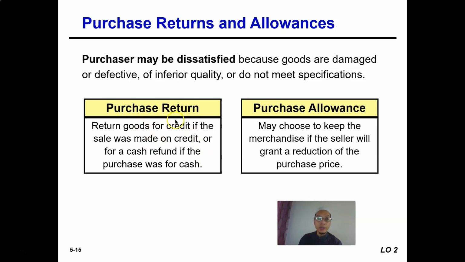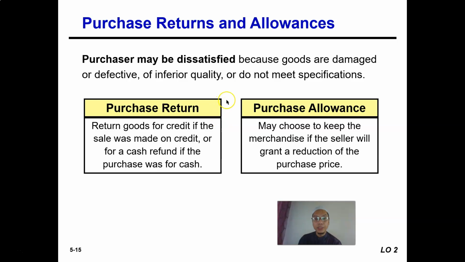So in purchase return, the purchaser, the buyer, returns the goods for credit if the sale was made on credit, or for a cash refund if the purchase was made for cash. Okay, so if the purchaser bought the items in cash and they return the items because of defect or inferior quality, then they will get back cash. But if they purchase the item by credit and return the items, then they will get a refund in terms of credit. Okay.